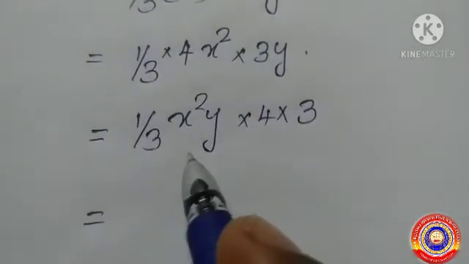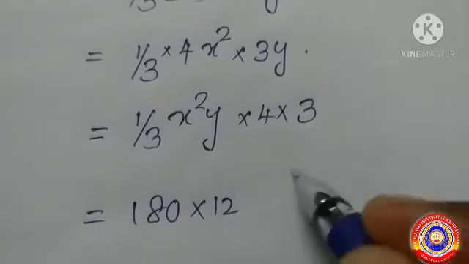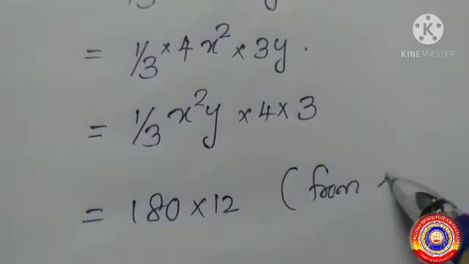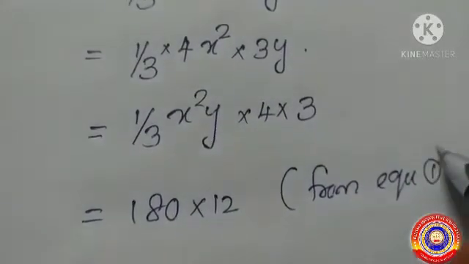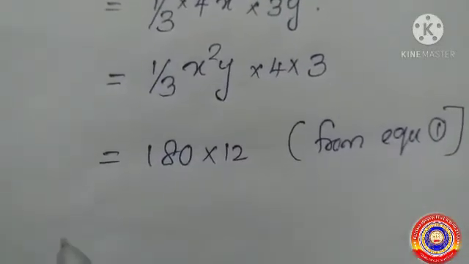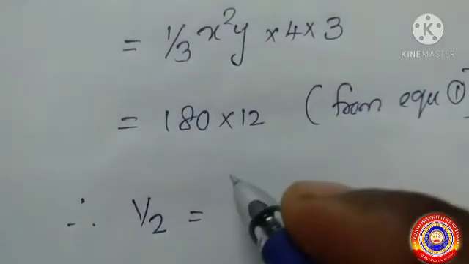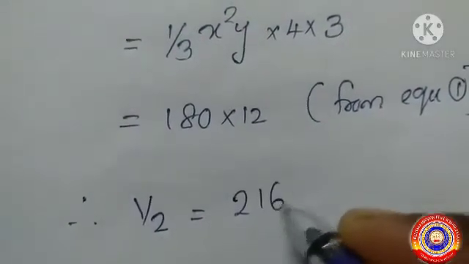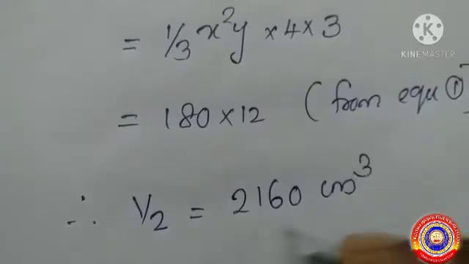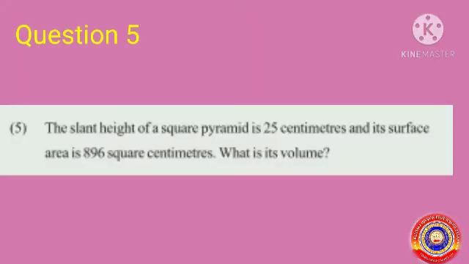From equation 1, 1 by 3 x square y is equal to 180. So we can write 180 into 4 into 3, 12. So 180 into 12 is equal to 2160 centimeter cube. Volume of the second pyramid is equal to 2160 centimeter cube. Next, question number 5.